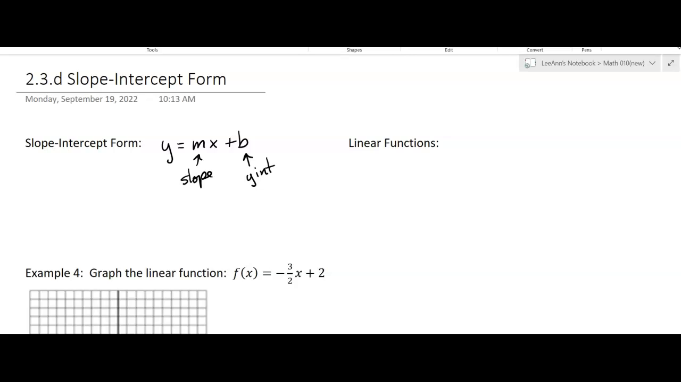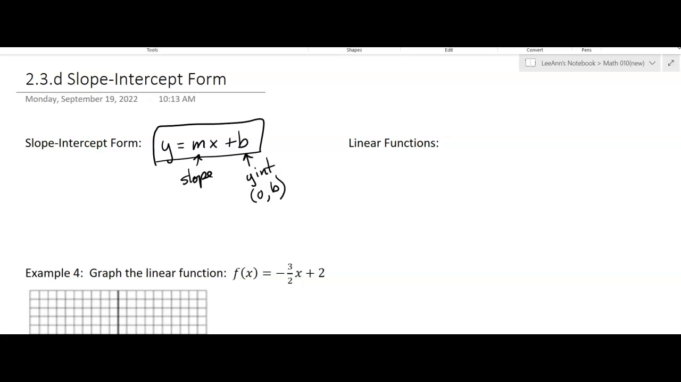Now a y-intercept's where it crosses the y-axis. We talked about intercepts before. So the coordinates for that y-intercept are 0, b. You're letting x be 0, and then y turns out to be b, if you think about putting in a 0 for x. So this is a very handy form.